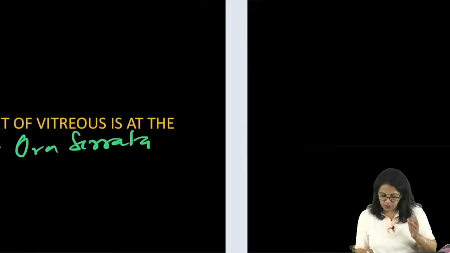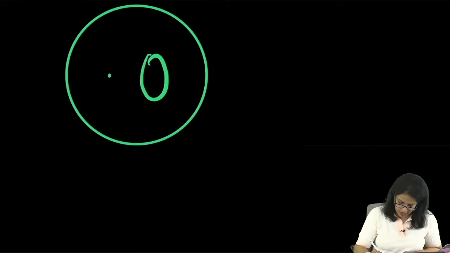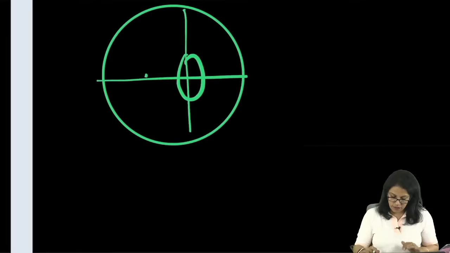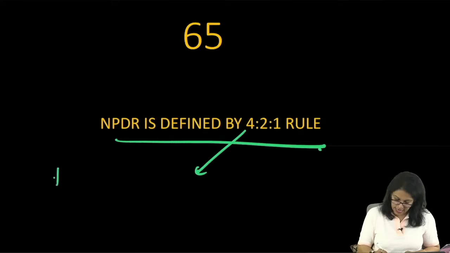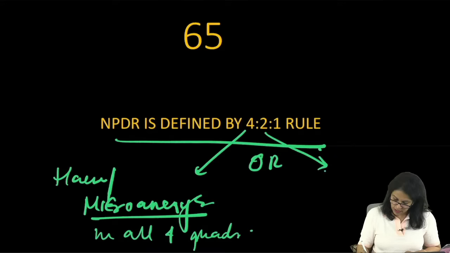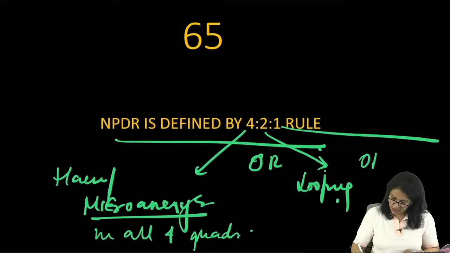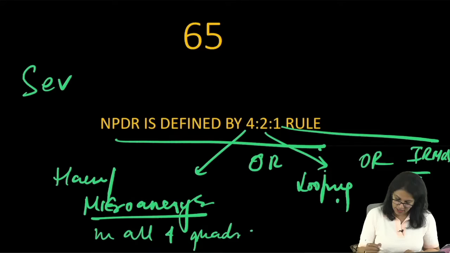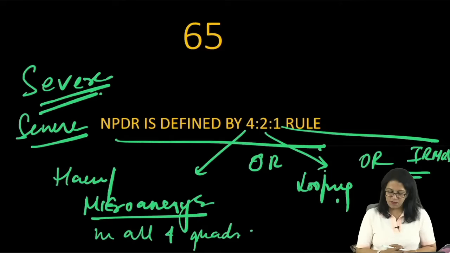NPDR is defined by 4:2:1 rule. Everybody is clear with what is that? If this is your fundus, right? Macular disc. Now what happens? You are dividing it into four quadrants. So if four, kya hai? Any hemorrhages and microaneurysms in all four quadrants. Theek hai? Or looping and beading in two quadrants, or IRMA in one quadrant. Then you call it severe NPDR. Actually, there should be a correction here. Not NPDR, severe NPDR is defined by 4:2:1.